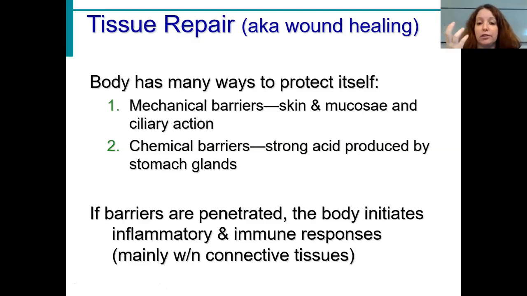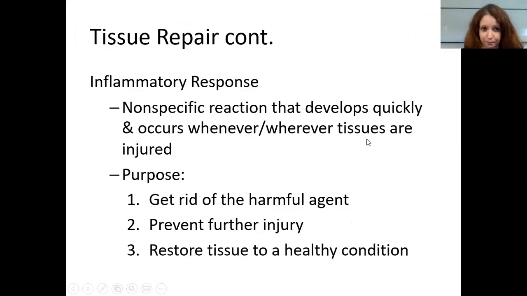If the barriers are penetrated, the body initiates inflammatory and immune responses, mainly within the connective tissues. We try not to let things get past those first lines of defense, though. The inflammatory response is non-specific. All it knows is that an injury has occurred. It doesn't care what the injury is. You can sprain an ankle, you can puncture something through your skin by accident, step on a nail, you can stub your toe, you can jam your finger in a door. It doesn't care what the injury is, it's going to respond to it. So it develops quickly and occurs whenever or wherever tissues are injured.